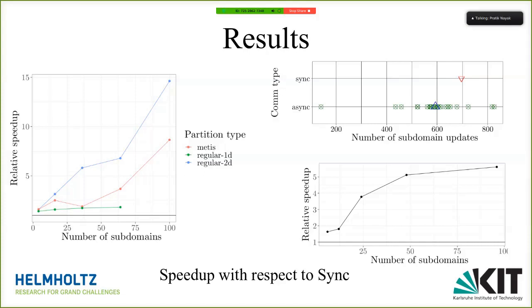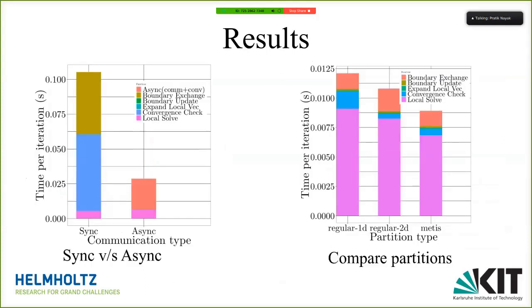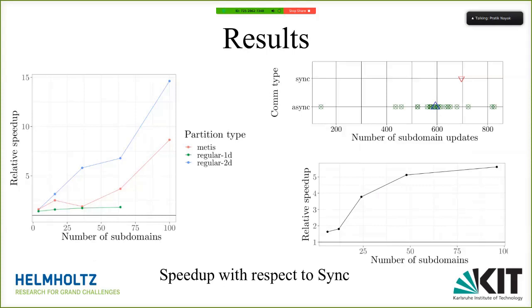The top right plot analyzes the subdomain update spread between the synchronous case and the asynchronous case. In the synchronous case, all the subdomains perform the same number of subdomain updates. This is not the case in the asynchronous solve, but the overall median number of updates in the asynchronous case is less than the synchronous case, and the median update count multiplied by the lower time per iteration of the asynchronous makes the asynchronous overall faster than the synchronous case.